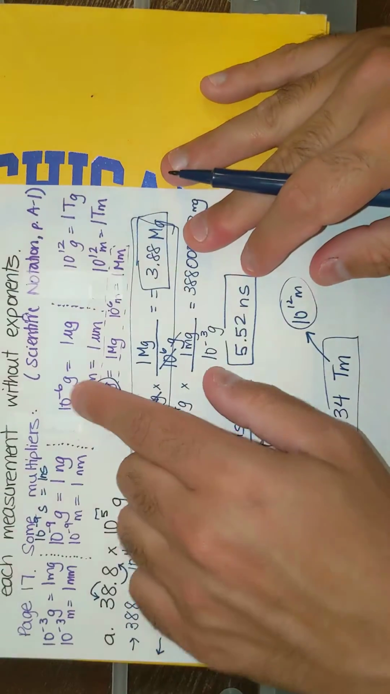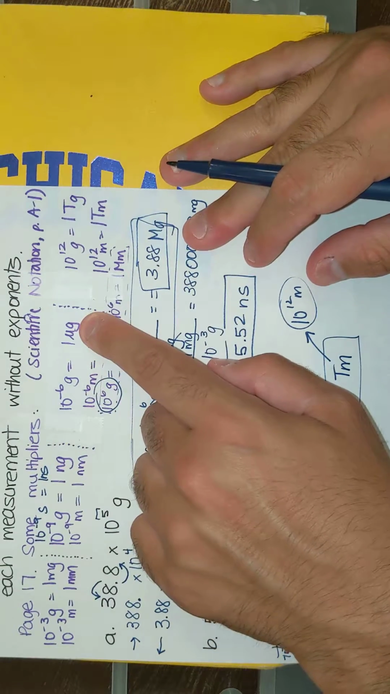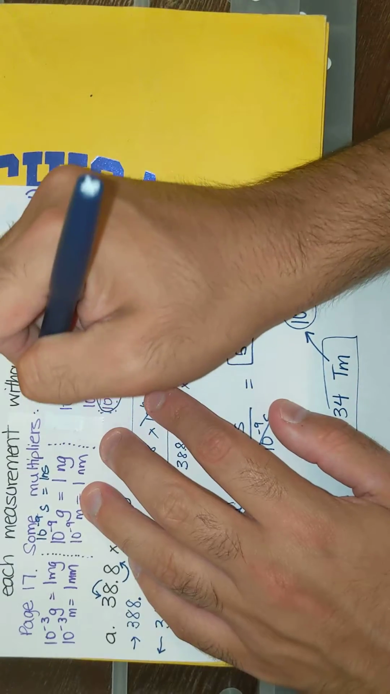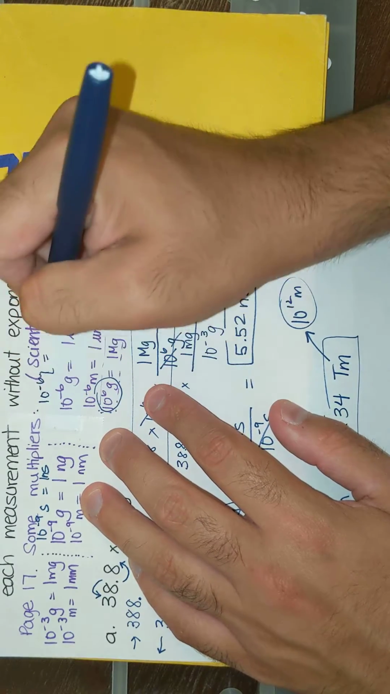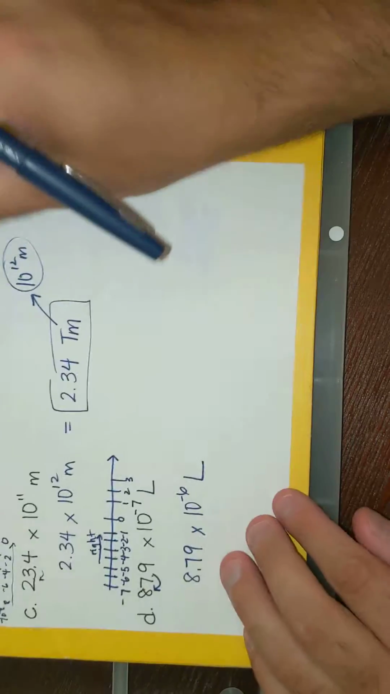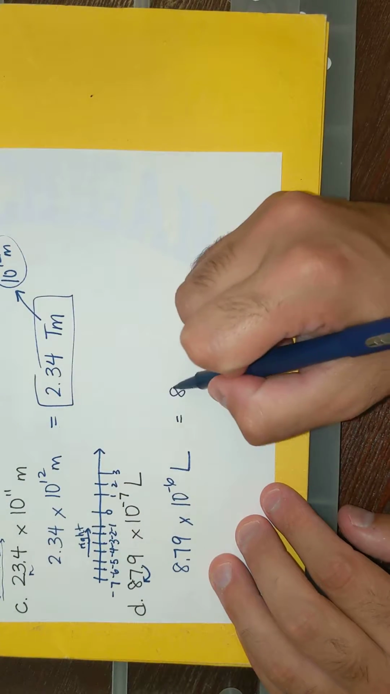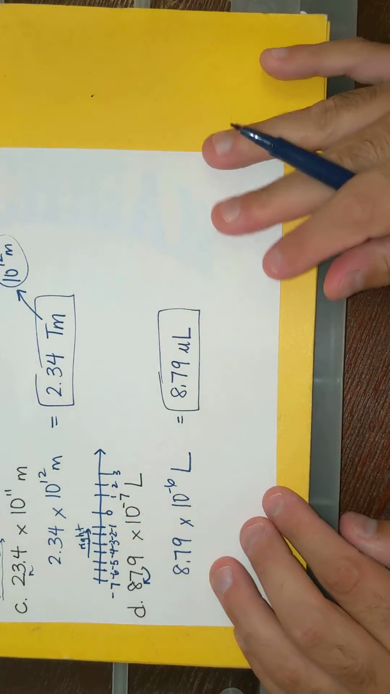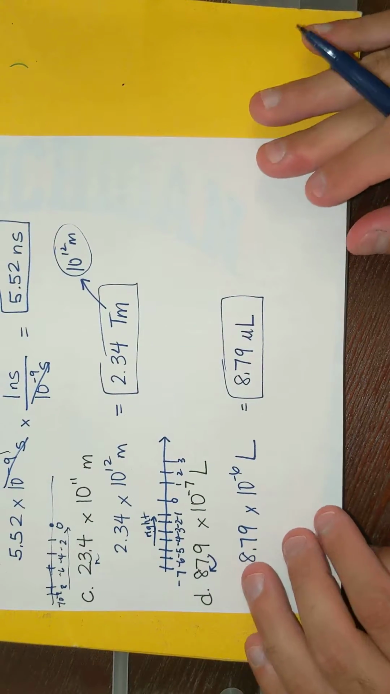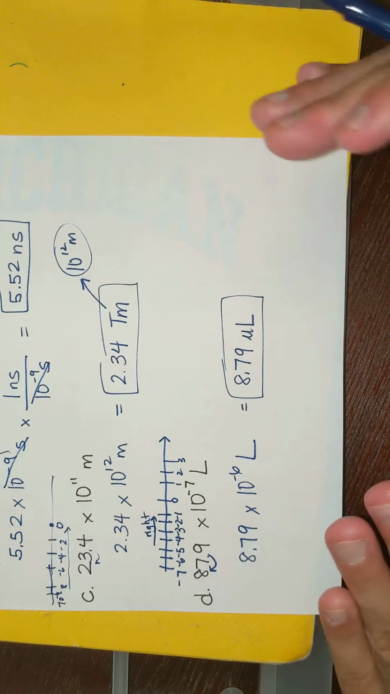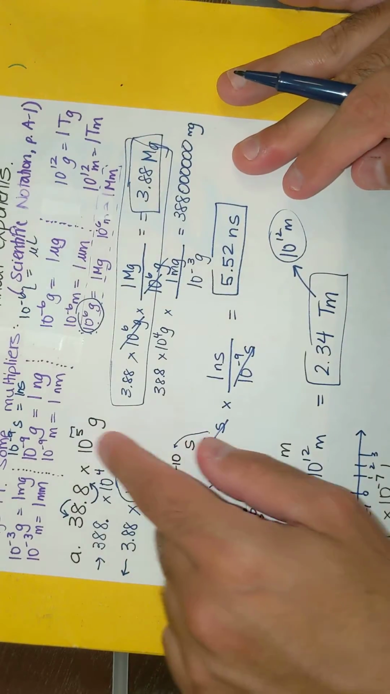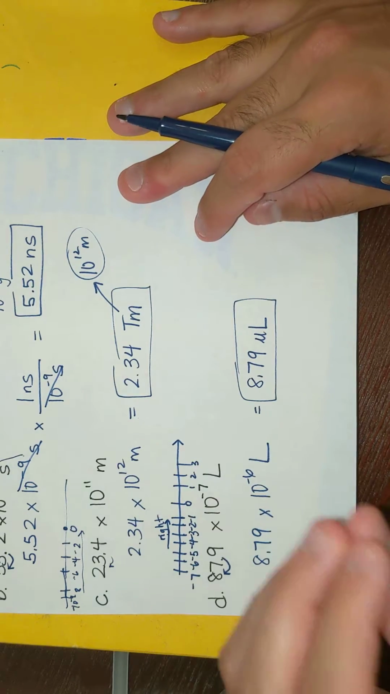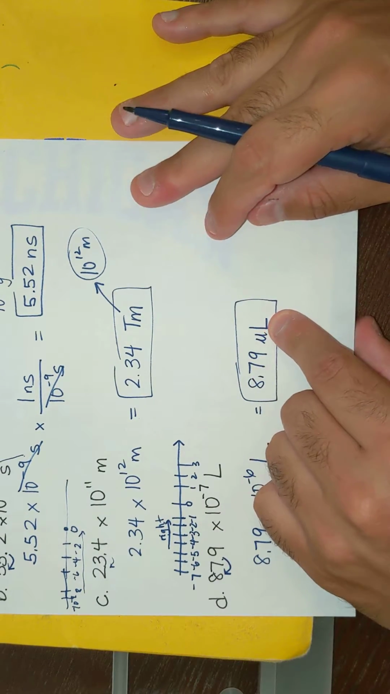And then I already know 10 to the minus 6 something equals micro. So 10 to the minus 6 grams is equal to a microgram. 10 to the minus 6 liter is equal to a microliter. So I could change this easily to being 8.79 microliters. Okay, you will have to know how to do scientific notation and converting between the two. For the first two, I showed you math. For the last two, I showed you how you could just assume that multiplier is the same as that unit.